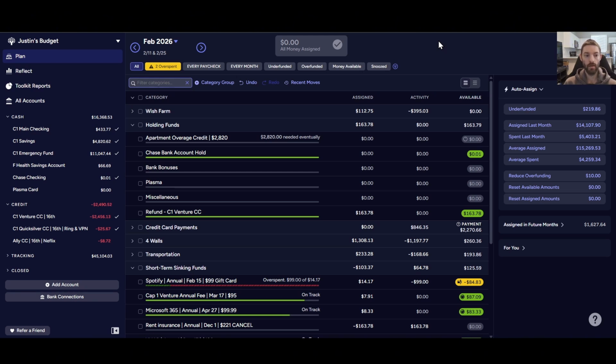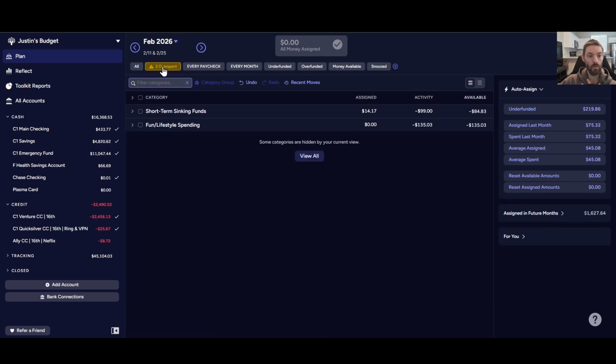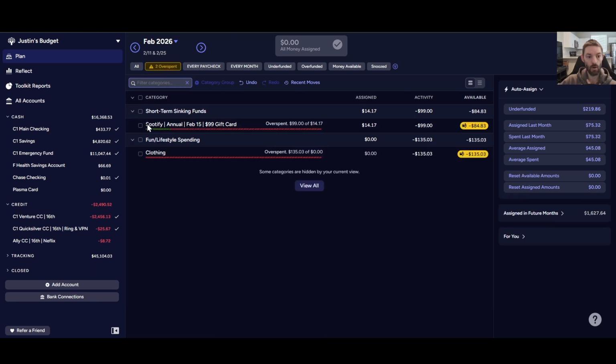However, I have two overspent categories. You can see up here, there are two overspent categories, and both of them are on this card. So I'm going to take care of 85, 90% of this overspending, because the amount of the refund isn't going to cover all of it anyways. Those two overspent categories are Spotify and clothing. We'll take care of clothing first because that is the bigger one.